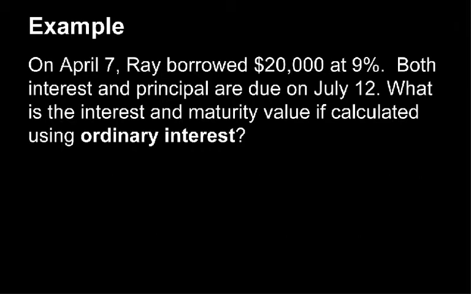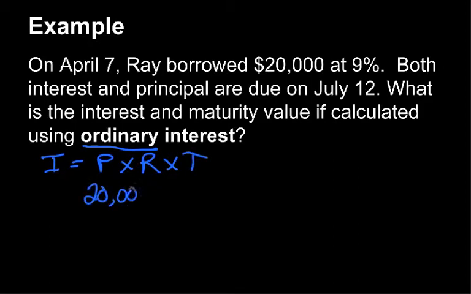Now in this example, it says Ray borrowed $20,000 at 9%, but it doesn't give you how long. It tells you two dates. It says he borrowed the money on April 7th and he had until July 12th to pay it off. What is the interest and maturity value if calculated using ordinary interest? And that ordinary interest is important in this situation. So we first want to, again, find the interest. So interest equals principal times rate times time. The principal is $20,000 times the rate, which is 9%, 0.09 as a decimal, and time, which in this case we have to figure out how long this is for.